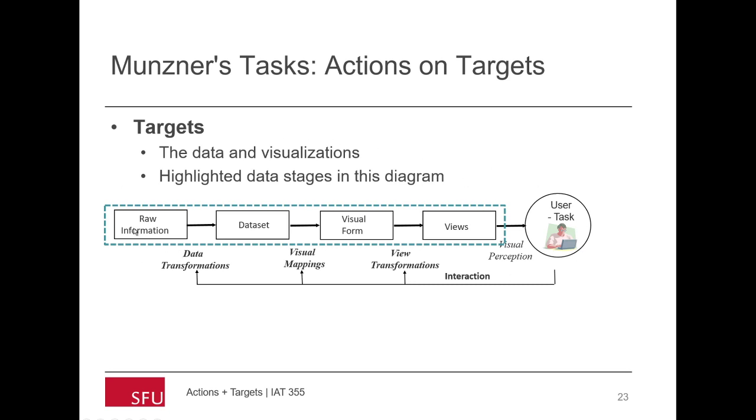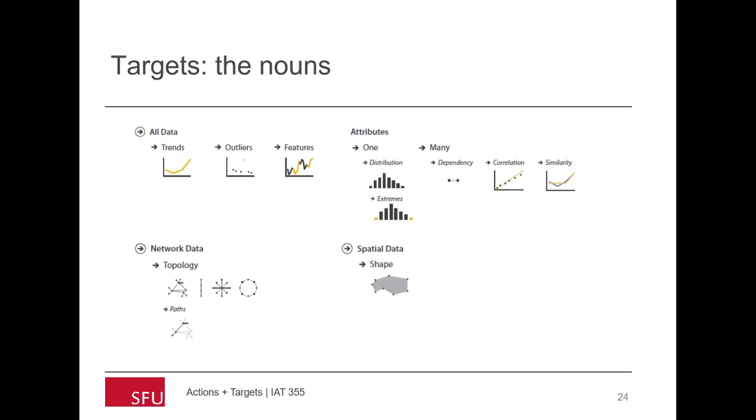And if you recall, the purpose of this diagram is to show the pipeline of information from raw information that is being gathered from a data wrangling exercise to a data which is transformed to a data set, which has been visually mapped to a visual form, which has been transformed into views. Each of these boxes is about data. And the dotted line around these things is meant to indicate what Munzner is referring to as targets. So targets, she points out, are the nouns of the data activity that you're intending to do.